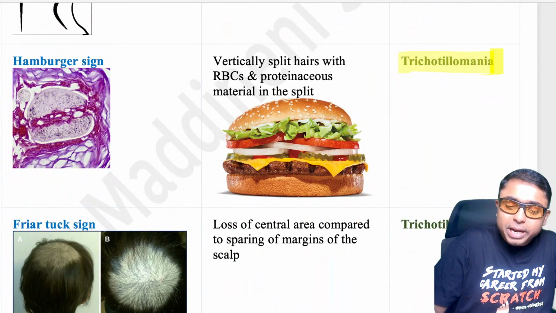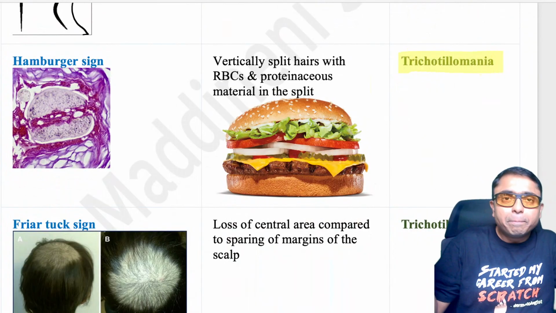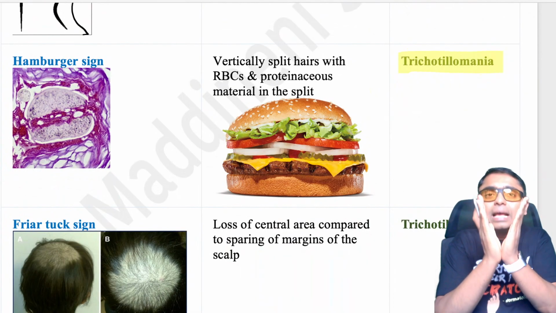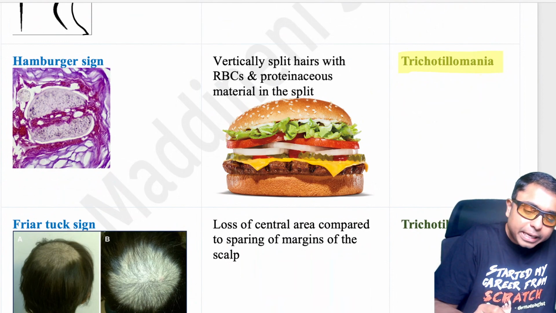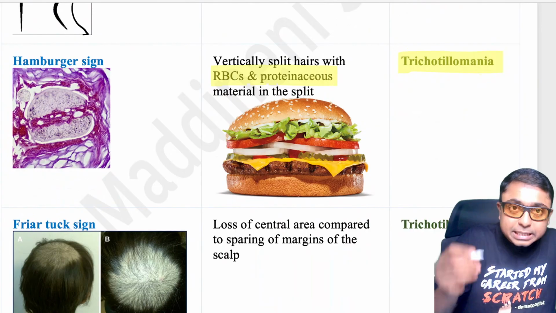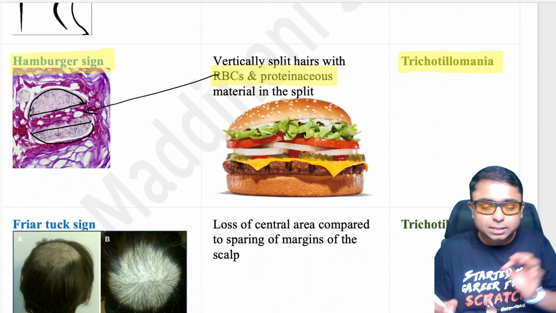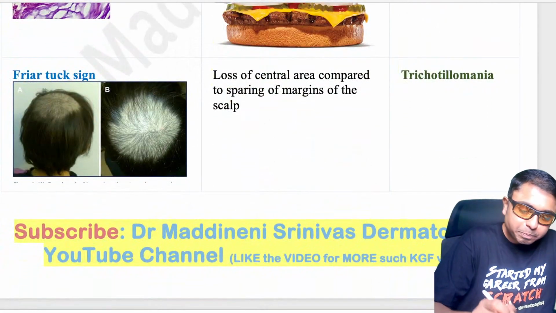In trichotillomania, the patients are psychiatric patients. They are going to pull their own hairs, because of which there is going to be a vertical split in the hair, inside which there is going to be deposition of RBCs and proteinaceous material, giving rise to this hamburger sign. So here you can see that this is the hair, and this is another half of the hair. In between this, we are able to see the RBCs and proteinaceous material present just like a hamburger. So this is called hamburger sign.